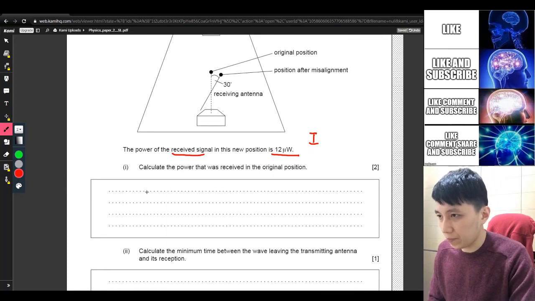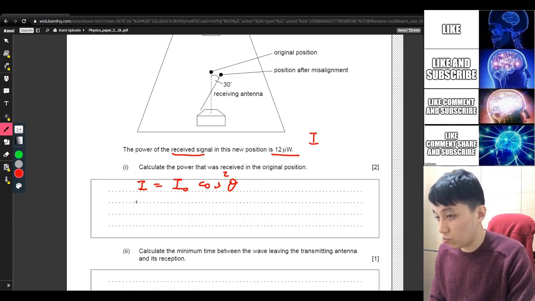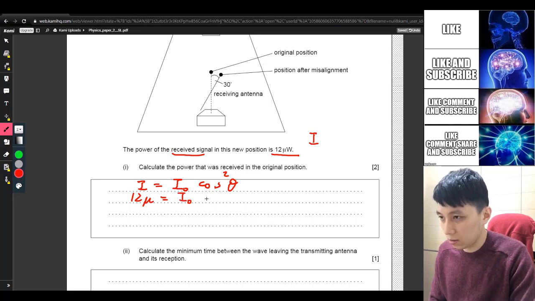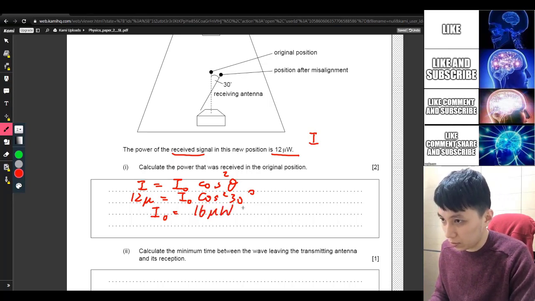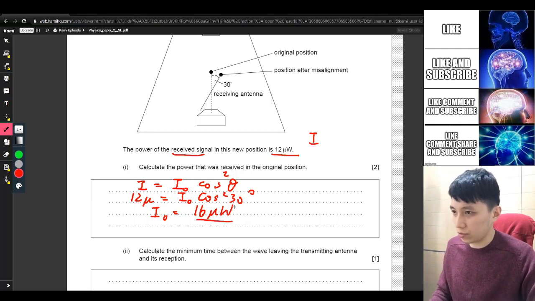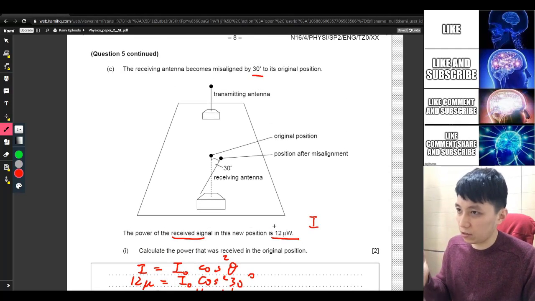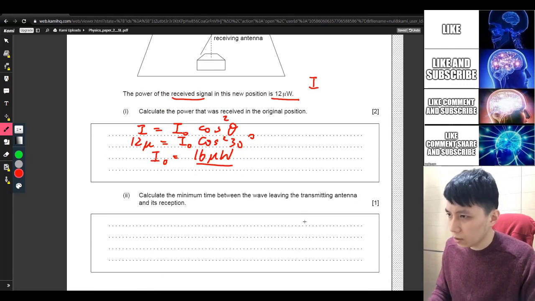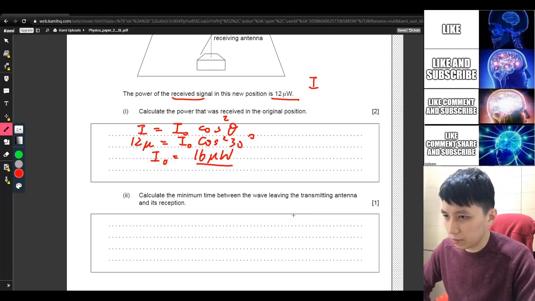So we would say I equals I log cosine squared theta, and then I is the one that you actually received now, so 12 mu I log cosine squared 30 degrees, and I think solving it should tell you the original one. So that should be 16 mu W. Yeah, that should be the original one before you misalign, and that's the same as the one that is being transmitted also.